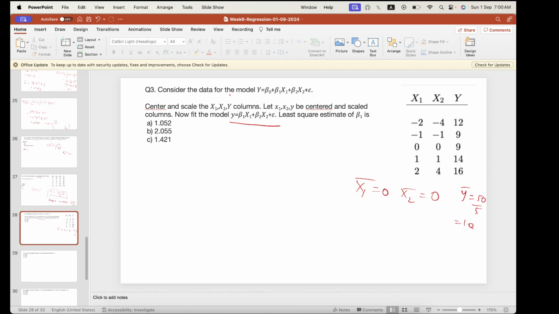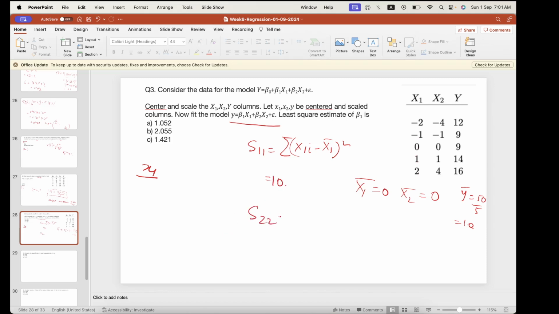Alright. So then x1 is how much? Okay. So S11 is how much? S11 is summation x1i minus x1 bar whole square. So this x1 bar is 0. So this is sum of squares. So S11 will be 4 plus 1, 5 plus 1, 6 plus 4, that is 10.